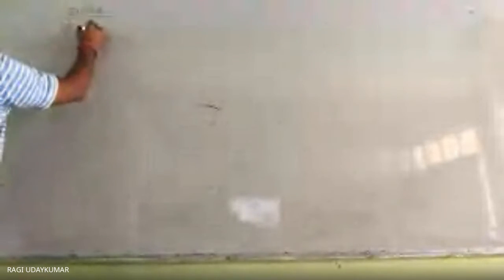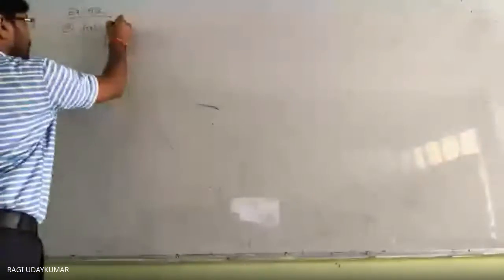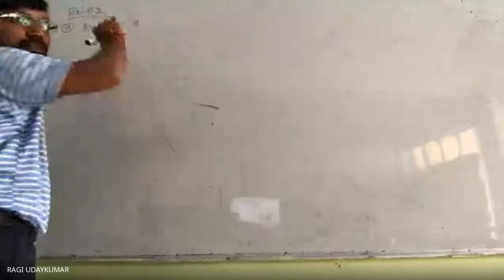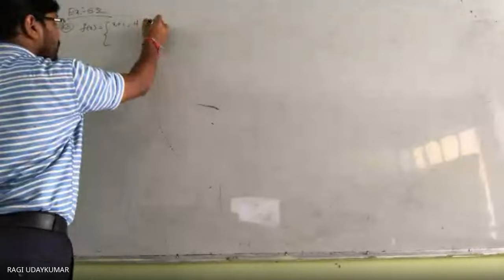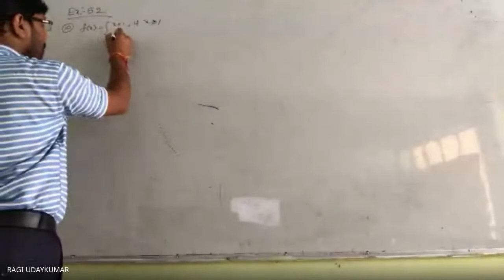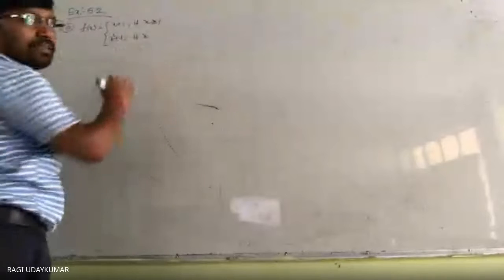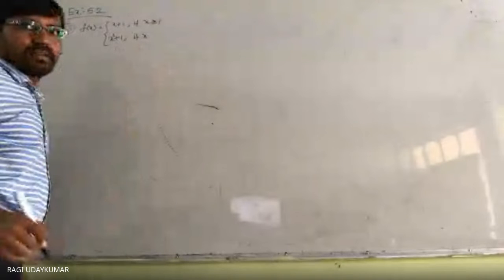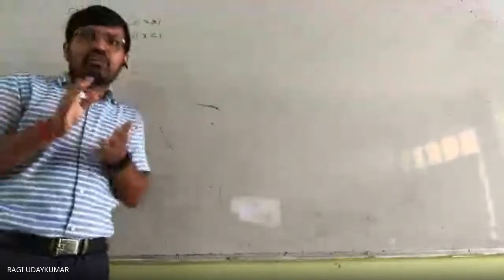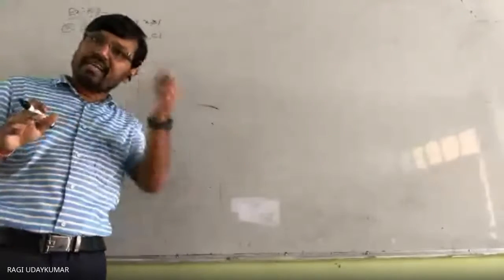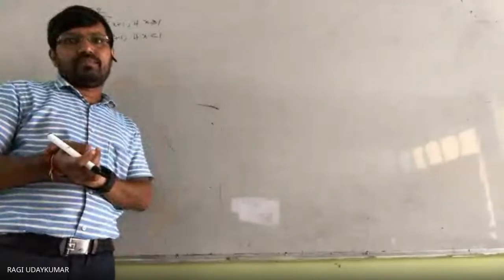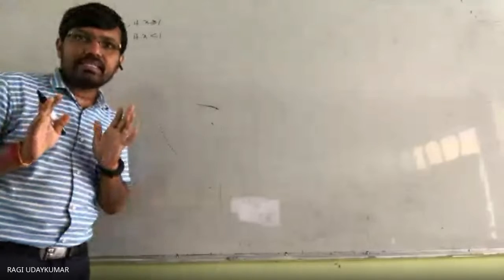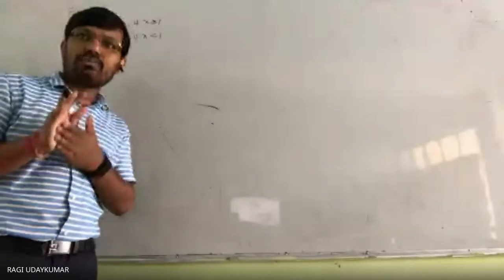Next, coming to the next problem, the 10th one. f of x equals x plus 1 if x is greater than or equal to 1, and x square plus 1 if x is less than 1. See here, first you need to observe at what place it is splitting. At that place you need to find the left hand limit and right hand limit. f is a function defined on all the points of the real numbers.